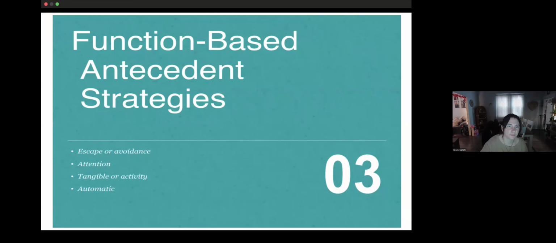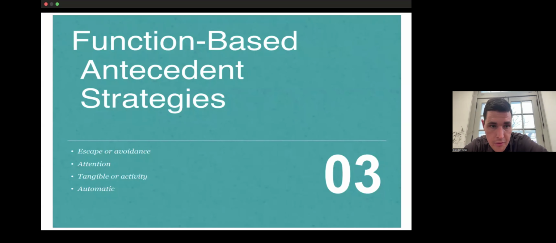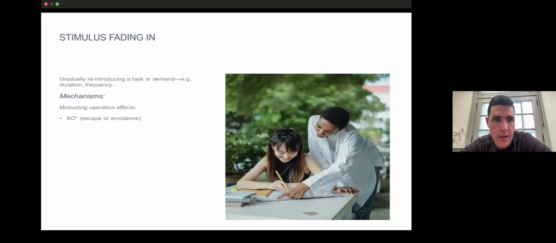We're going to move on to function-based antecedent strategies for the functions of escape, attention, tangibles, or automatic reinforcement. Here's stimulus fading in. The purpose of this could be to abolish the need for negative reinforcement through escape or avoidance. Like it says here, you're gradually reintroducing a task or demand.